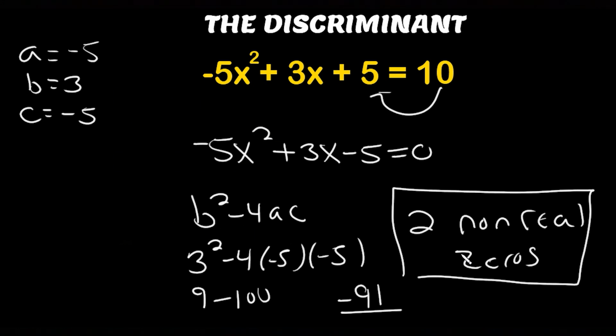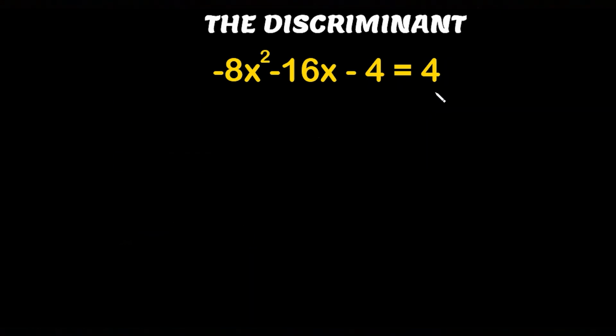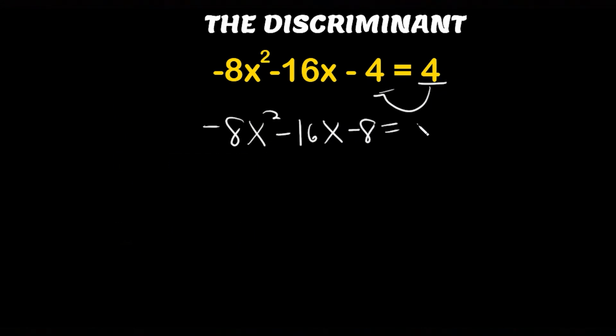All right, let's go ahead and try another example. Okay, so here's our next example. And again, we have to move this 4 over to the left-hand side to make it equal to 0. So when we do that, we get negative 8x squared minus 16x. And then I have to do negative 4 minus 4 because, again, I have to subtract this 4 over. So I end up with negative 8. And again, all equal to 0.